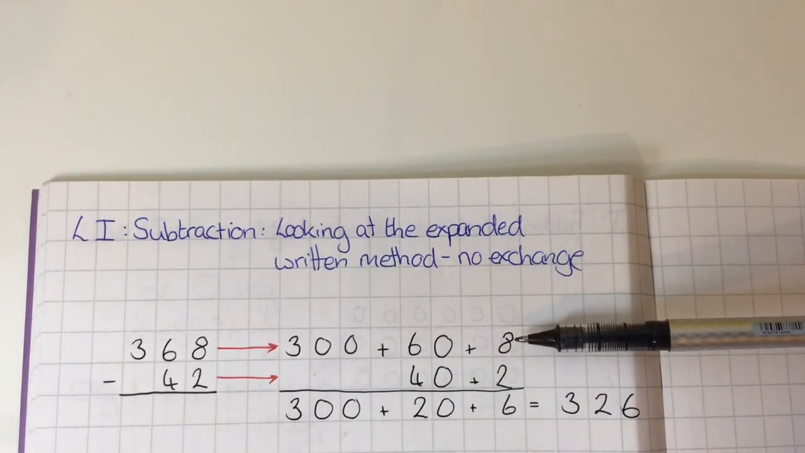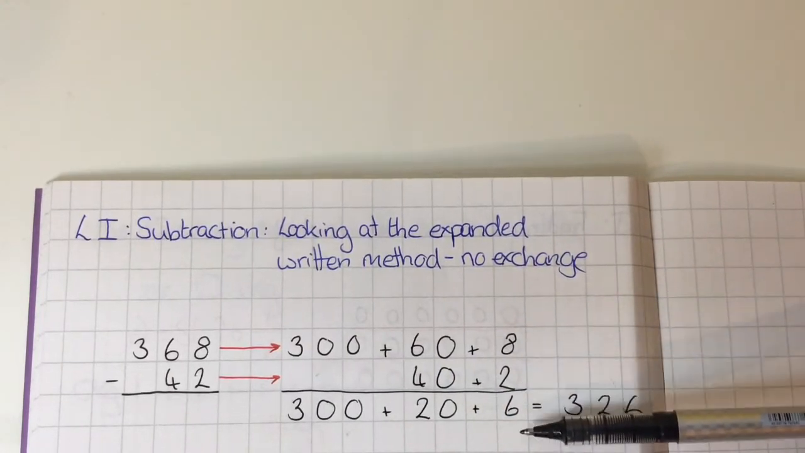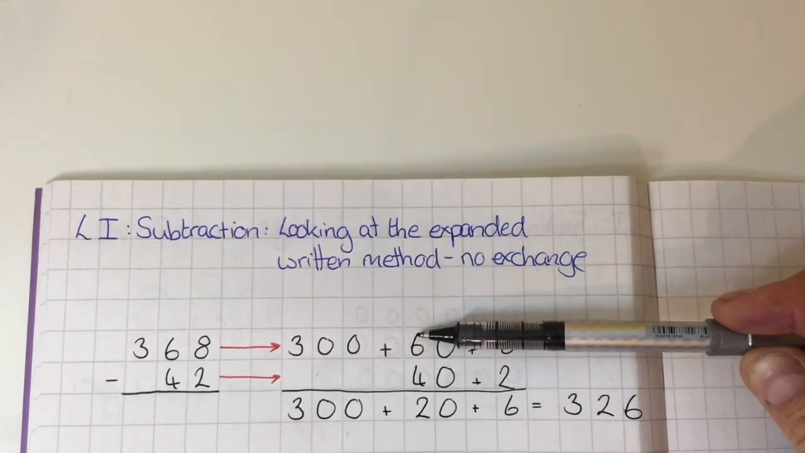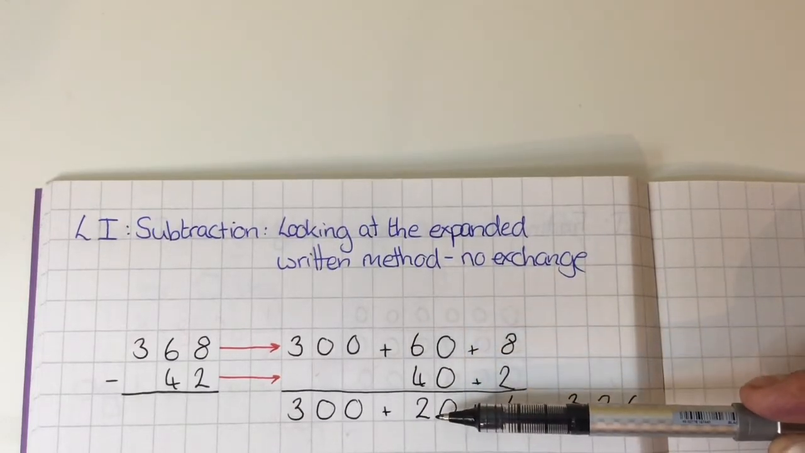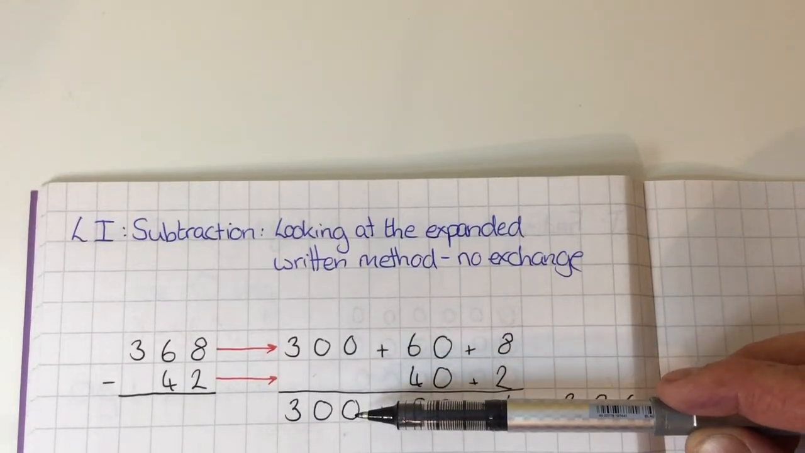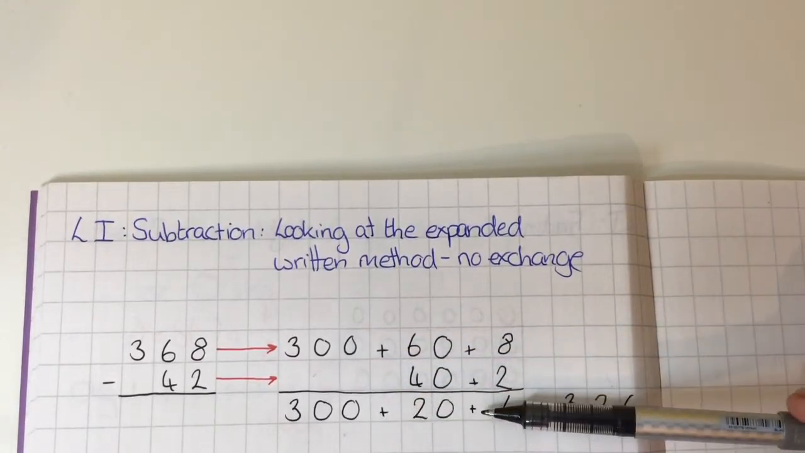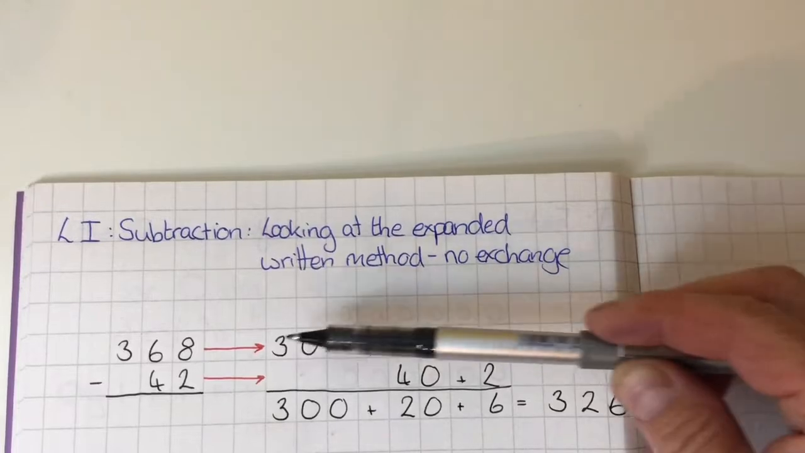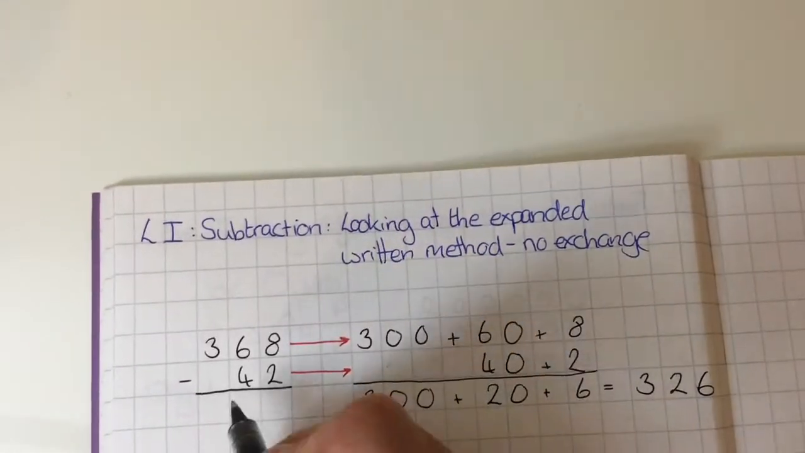Well, let's do this calculation. 8 take away 2 gives me 6. 60 take away 40 gives me 20. 300 take away nothing there gives you 300. 300 plus 20 plus 6 is the answer to this sum, 326.